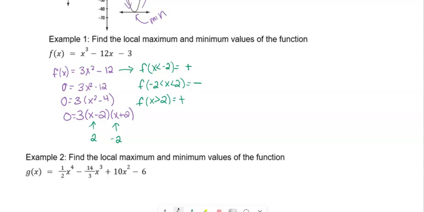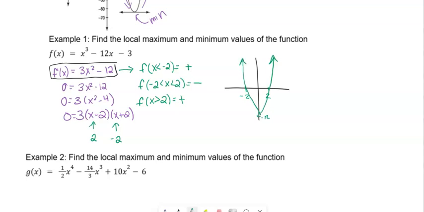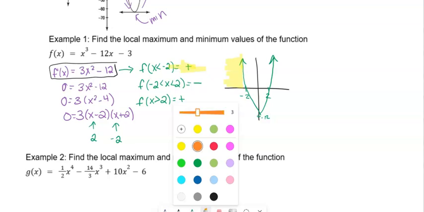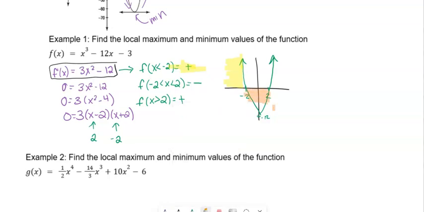Let's draw the graph of this function, the derivative. Okay, so this is a parabola with an intercept at negative 12. And at negative 2 and 2, it goes through the x-axis. So when x is less than negative 2, I am in the positive region. That's right here. When x is in between negative 2 and 2, I am in the negative region. And when x is greater than positive 2, I'm in the positive region.